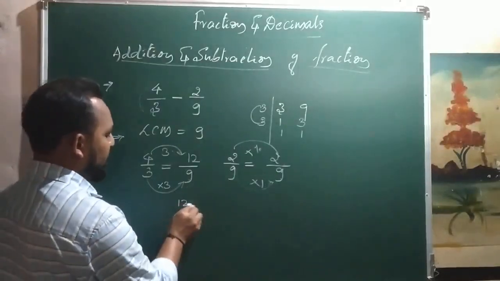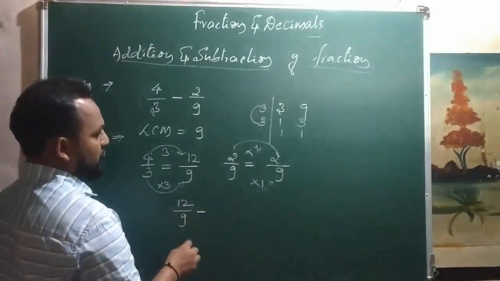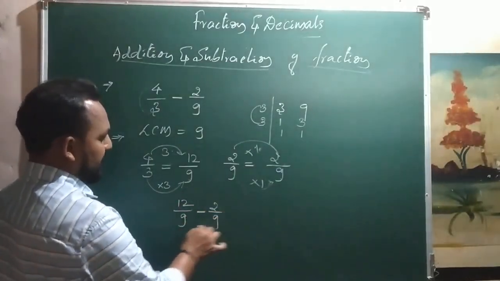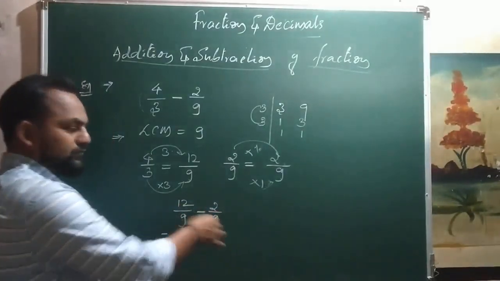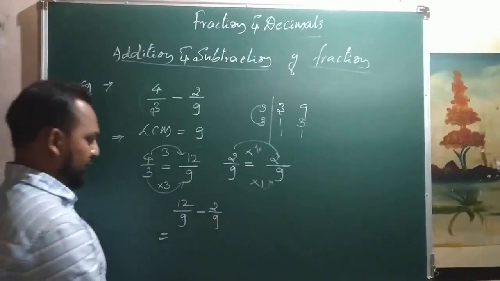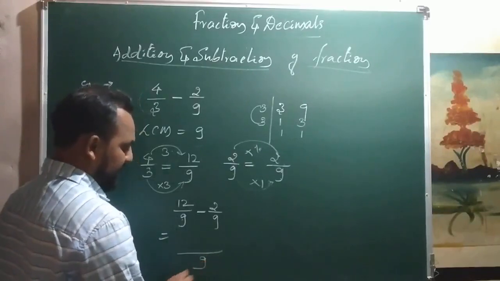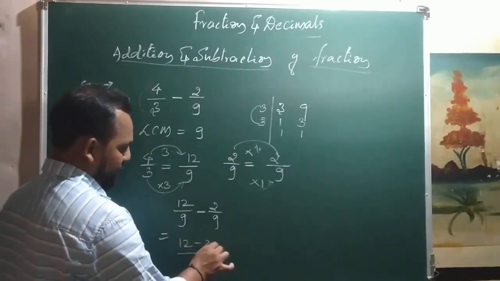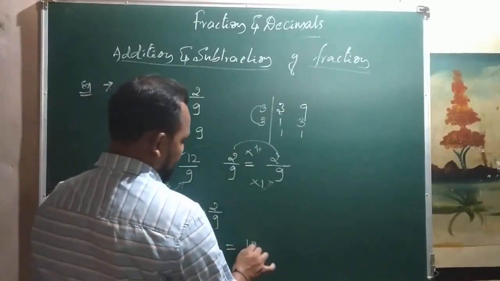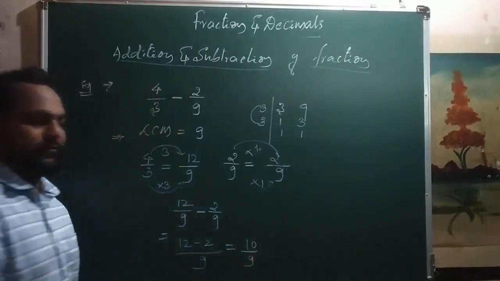Here 12 by 9 minus 2 by 9. Here the denominators are the same, it means 9. 12 minus 2 is 10. So 10 by 9.